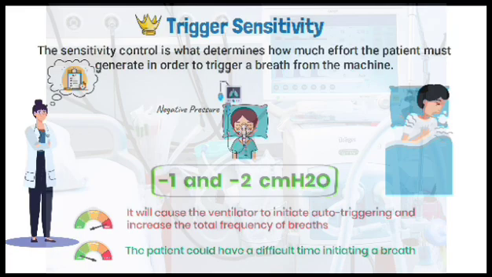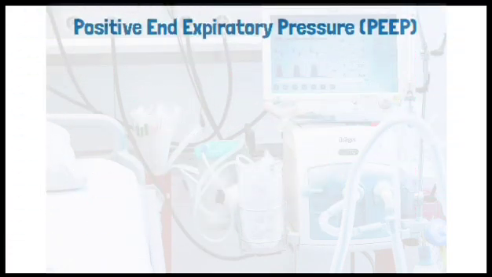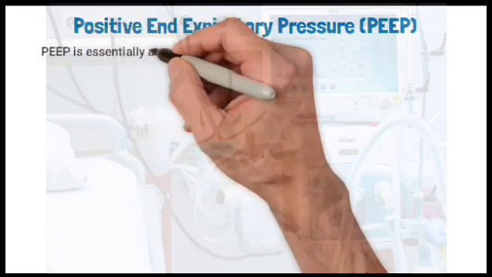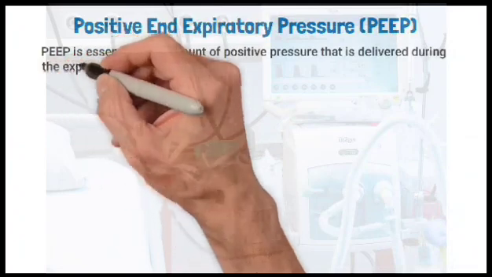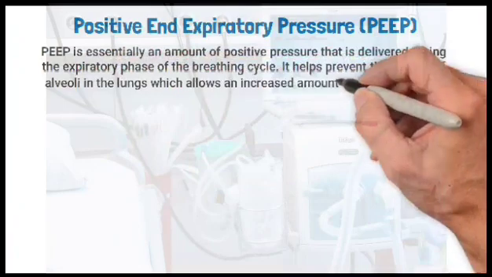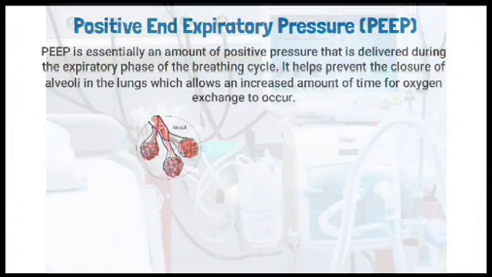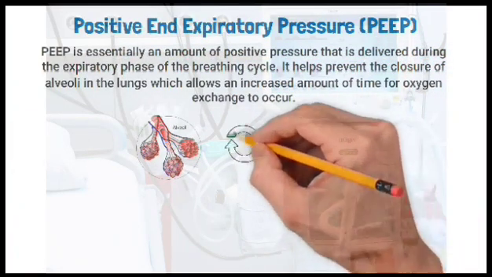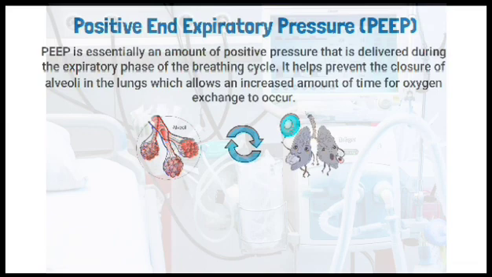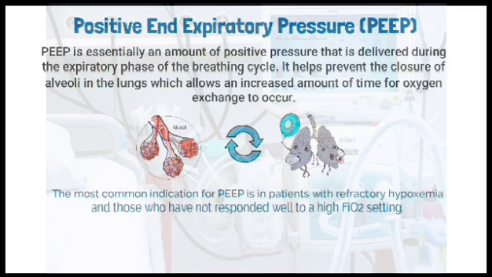So moving right along, now let's talk about PEEP, or positive end expiratory pressure. PEEP is essentially an amount of positive pressure that is delivered during the expiratory phase of the breathing cycle. It helps prevent the closure of alveoli in the lungs, which allows an increased amount of time for oxygen exchange to occur. This is why PEEP is often recommended for patients with oxygenation issues. In fact, the most common indication for PEEP is in patients with refractory hypoxemia and those who have not responded well to a high FiO2 setting.